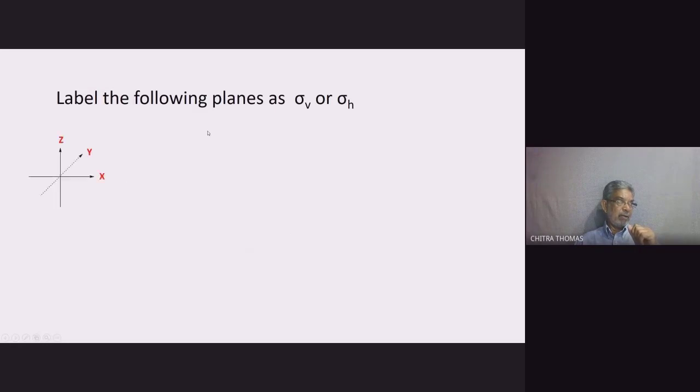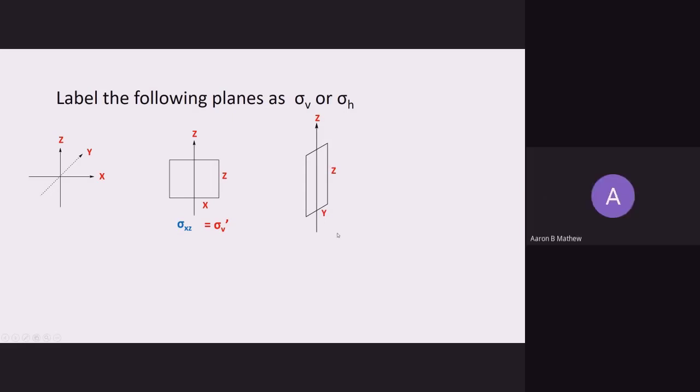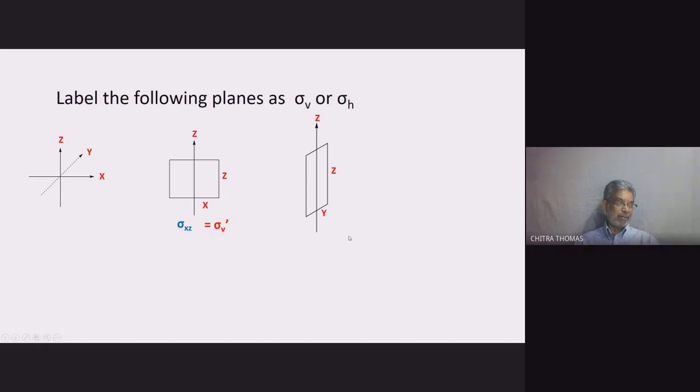Now, you label this plane. What is this plane? Anybody can answer this question. What is this plane? This is sigma XZ. So this is a vertical plane. Then what about this plane? That's also a vertical plane because it contains Z. What is the plane? Sigma YZ. Yeah, this is a vertical plane.